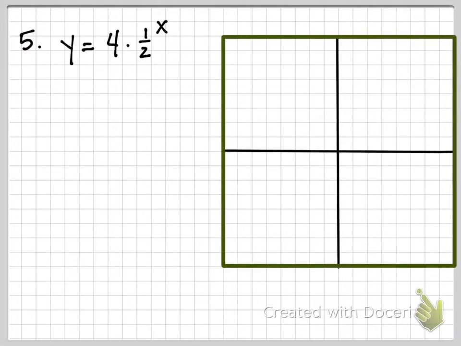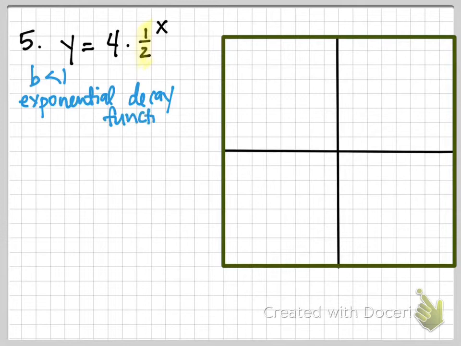Okay, here we have 4 times 1/2 to the x. So in this case, my b value is a fraction. So my b value is 1/2. B is less than 1. So this would be considered an exponential decay function. So the best way for us to do this is to graph or to plot points, kind of like we did on the last example, where we have x and y.